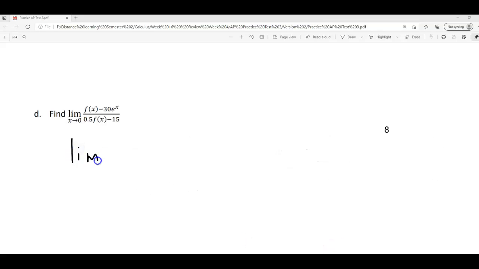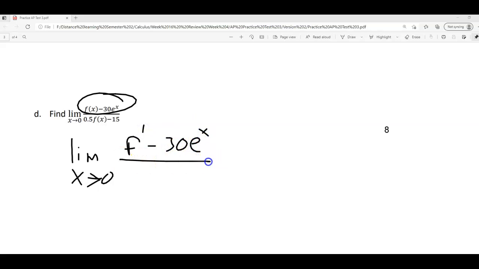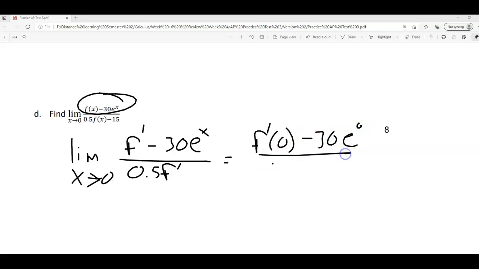So it's going to be the limit as x approaches 0. Let's take the derivative of the top. That's going to be f prime minus 30e to the x. And then 0.5 times f prime. And the 15 is just going to go away because it's a constant. And then we're going to go ahead and plug these things in again. So now I need to find out what is f prime of 0 minus 30 times e to the 0 over 0.5 times f prime of 0.